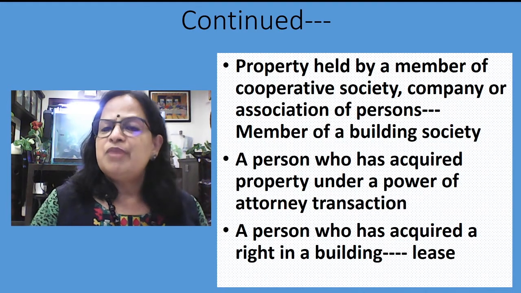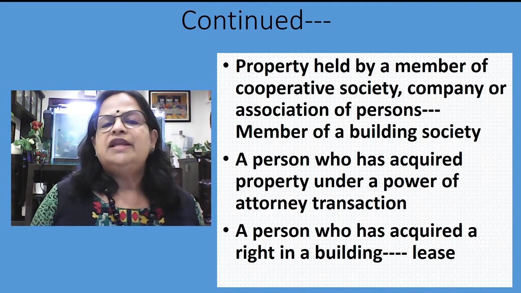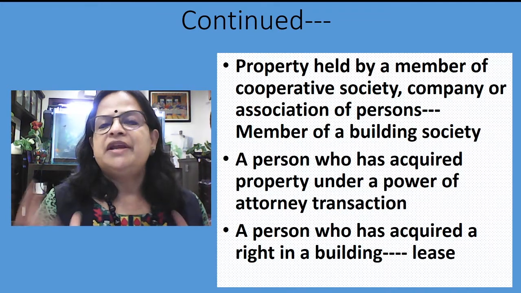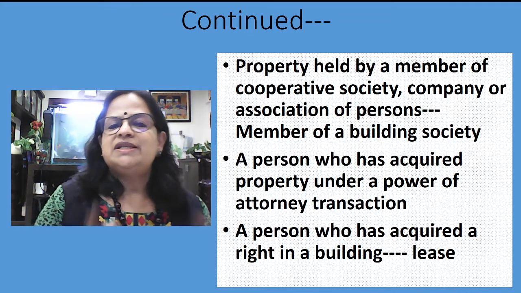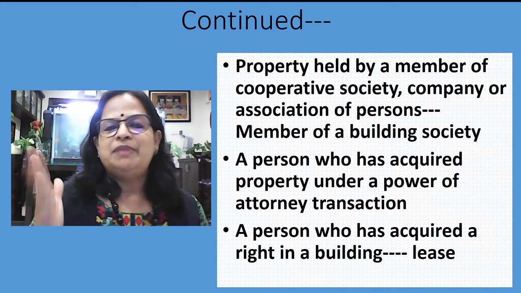So that is the member of a building society. If they have 100 apartments in that building, then each member will get a 1/100 share. So that is the arrangement for the member of a building society. So they will also get the ownership in that building.